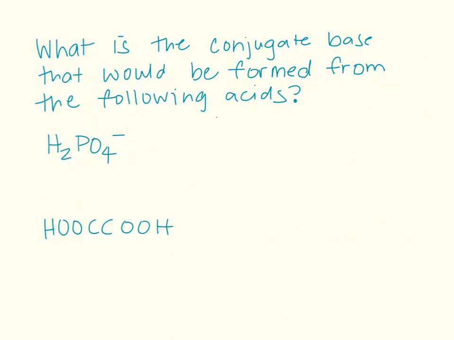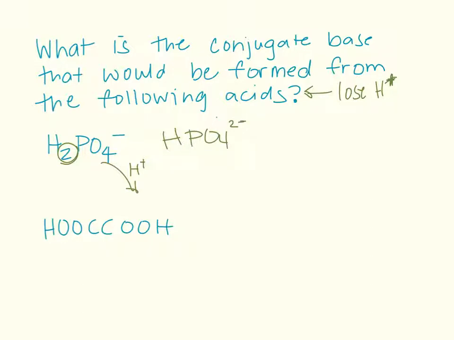Next it says, what is the conjugate base that would be formed from the following acids? If these are acids, acids lose hydrogen, lose the proton, the hydrogen ion, to become a conjugate base. So if it loses one of these, it's going to become HPO4, and if it loses H+, then since it was already -1, it's going to become -2, or 2-.